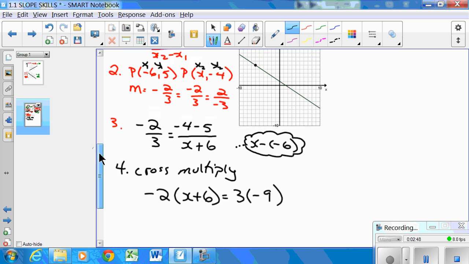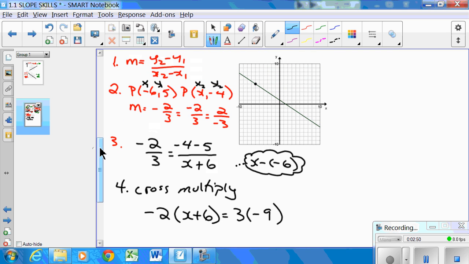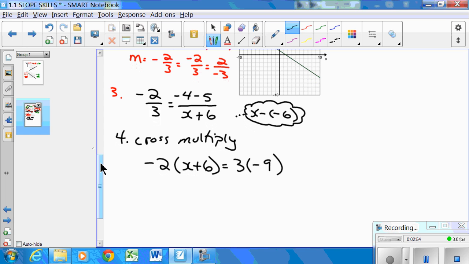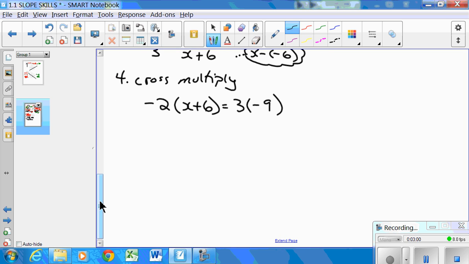So step 1, slope. Step 2, what's given to you. Step 3, an equation. Step 4, solving the equation. From here on in, it's just, can we reduce the number of mistakes we make?